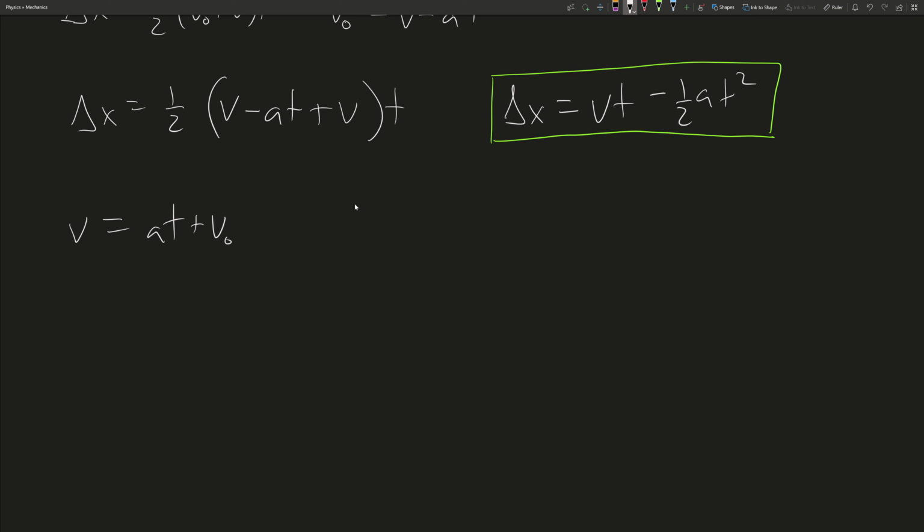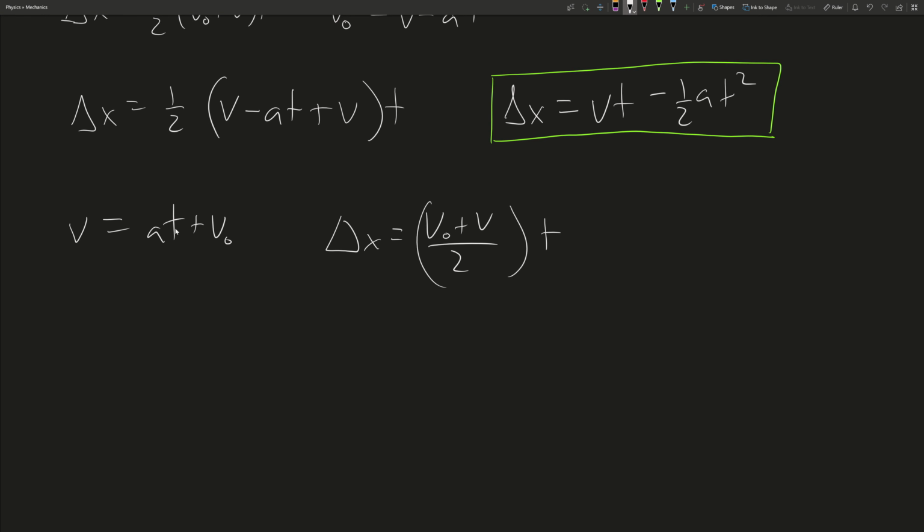And we also know that displacement is equal to the sum of the initial and final velocities divided by 2 times time here. And I just moved the 2 inside, but it really doesn't matter since they're algebraically equivalent.